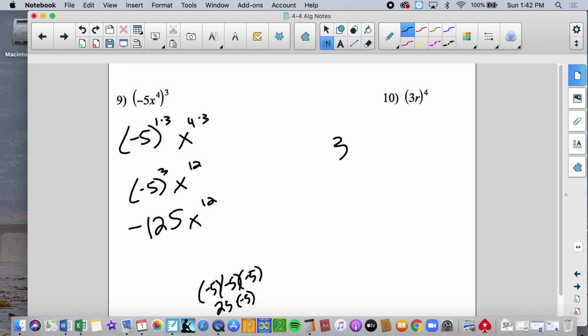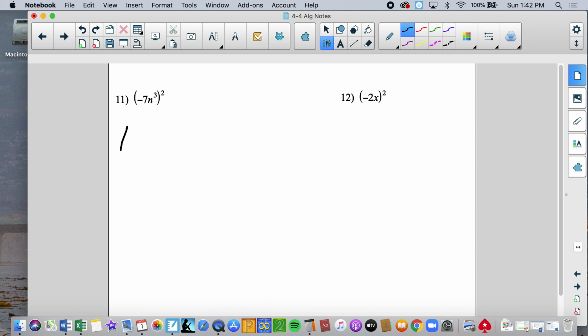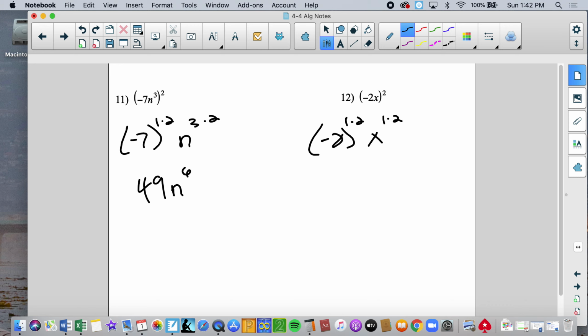3r to the 4th, 3 to the 1 times 4, r to the 1 times 4, 3 to the 4th, r to the 4th, or 81 r to the 4th. Negative 7 to the 1 times 2, n to the 3 times 2, that's 49 n to the 6th. Negative 2 to the 1 times 2, x to the 1 times 2, that's going to give me negative 2 to the 2nd, x to the 2nd, which gives me 4x squared.